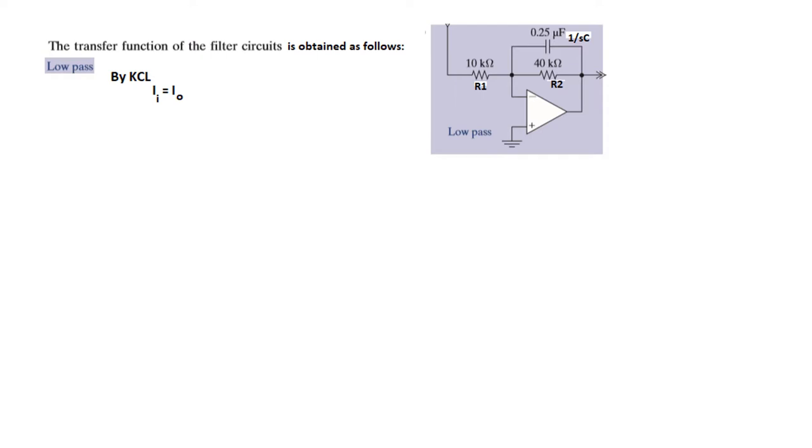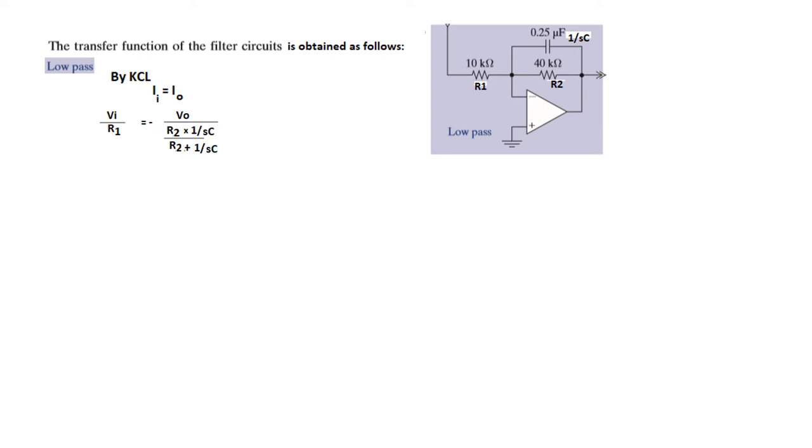Okay, now let's come to the low pass filter. Again, we have put in values of R1, R2 and 1 over SC. In the same way, KCL: current entering is equal to current leaving at this node. So here I1 is V in over R1. And in this case, it is V out divided by the parallel resistance, and this can be written like this. And of course, the negative sign, because the current is entering like this.